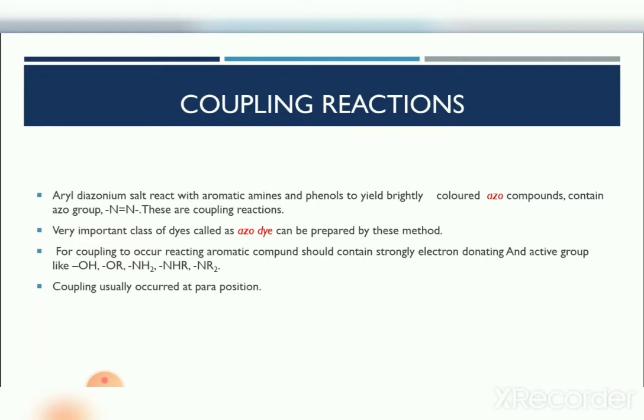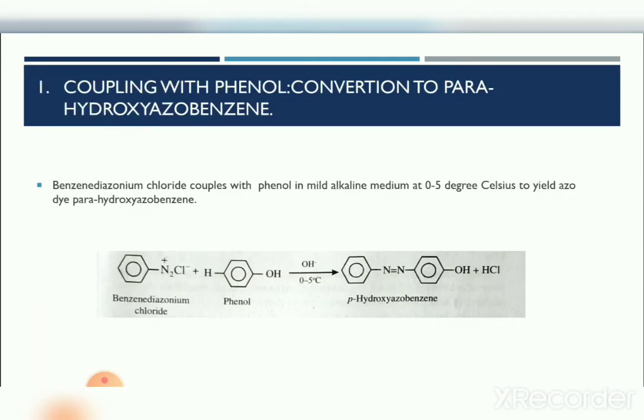Then we can move to two coupling reactions of benzene diazonium chloride. First is coupling with phenol. The benzene diazonium chloride couples with phenol in a mild alkaline medium at 0 to 5 degrees Celsius to yield the azo dye para-hydroxyazobenzene. Here, the phenol is coupled with the benzene diazonium chloride at an alkaline pH and at 0 to 5 degrees Celsius to form para-hydroxyazobenzene. Note that it is para-hydroxyazobenzene because the coupling takes place in the para position with respect to an already existing group.